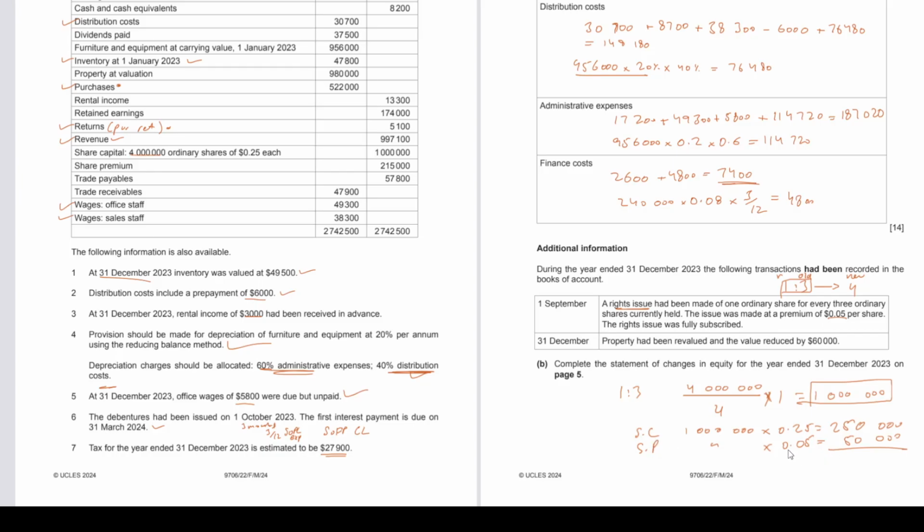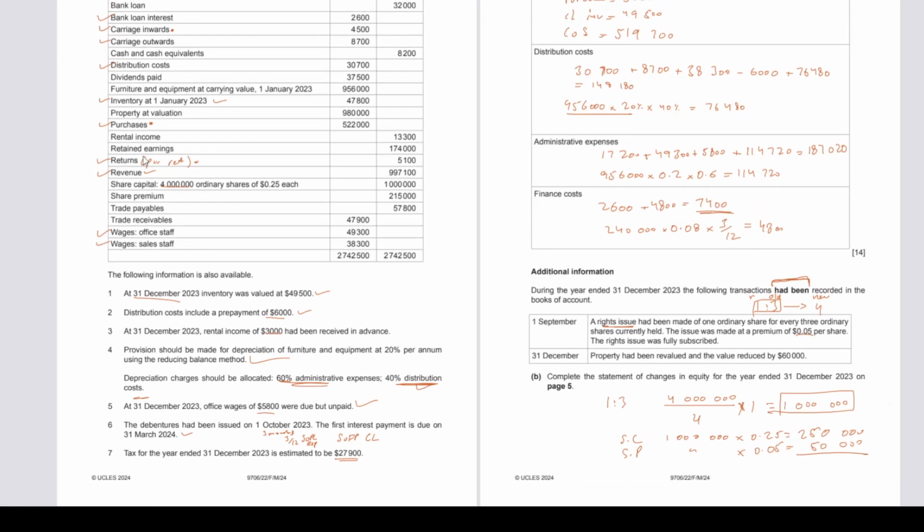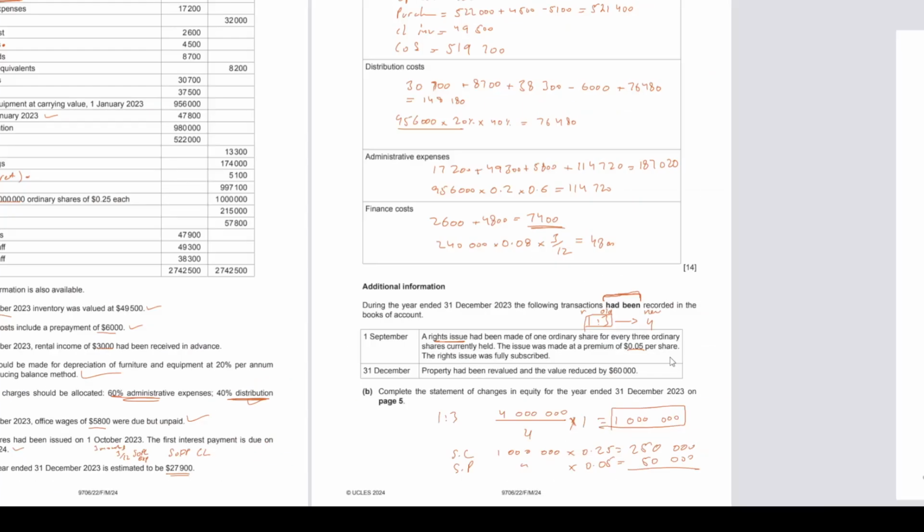Okay. A bit tricky, isn't it? But yeah. Even they've put this in bold. It had been recorded. It's already recorded in that ratio. After the issue, we had 4 million. That means before the issue, it would be 3 million, and 1 million would be the issue if you want that ratio to hold true. So I'm really hoping you understood that. It's not that tricky. You just need to know the basic maths behind ratios, and you must understand that this represents after issue, not before. Okay, so 250K and 50K.